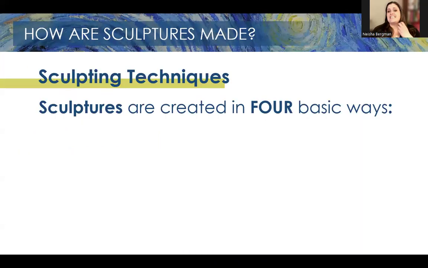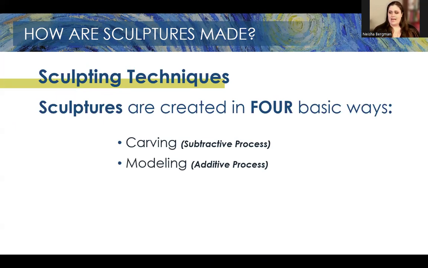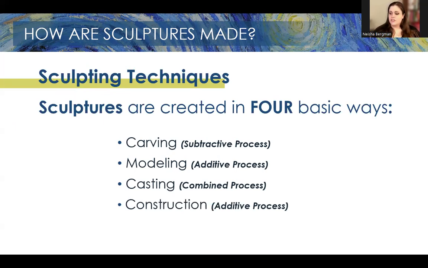Now, sculpting techniques. These are ways that we make it. We have 4 major ones. Carving, which is a subtractive process. Modeling, which is additive, so we add materials to it. We do this with clay and some other things. Casting is kind of a combined process. It really depends on what we're casting and how we're casting. It's mostly additive, but there's some subtractive components. Construction is an additive process, so we are adding materials.